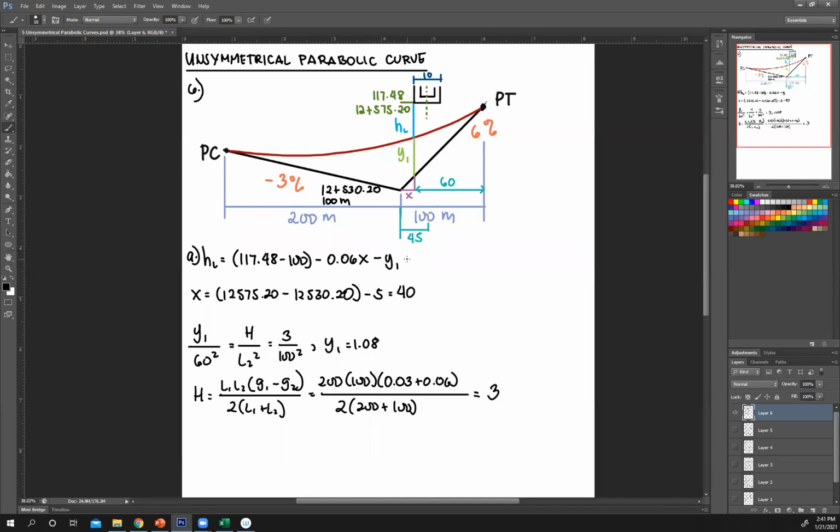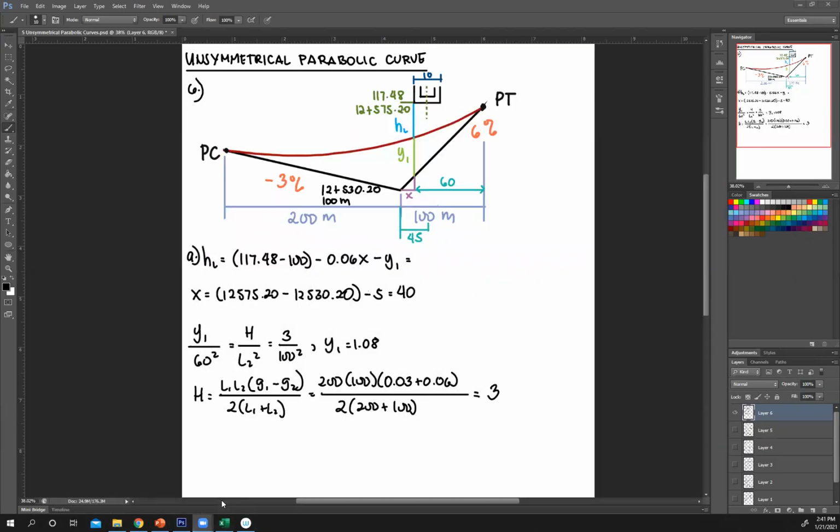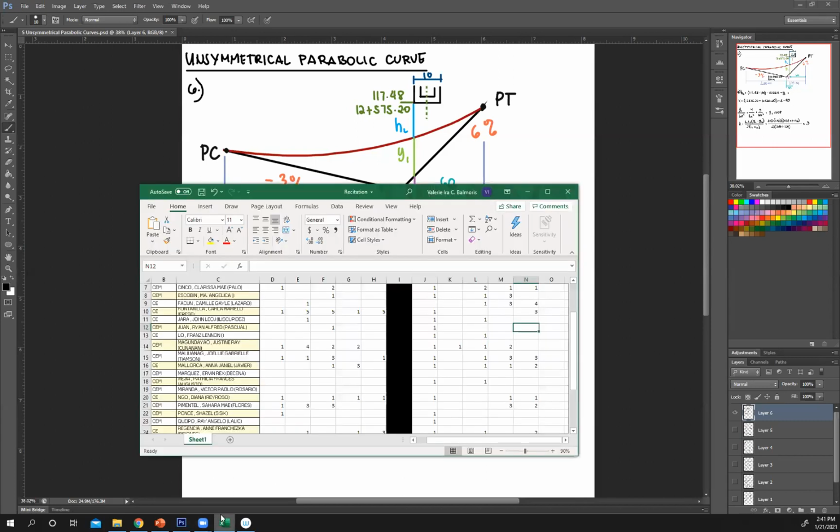All right, now I can solve for the final answer. So what's 117.48 minus 100 minus 0.06 times x, which is 40, then minus 1.08. Correct, 14. So Christian, Trisha, and Camille.